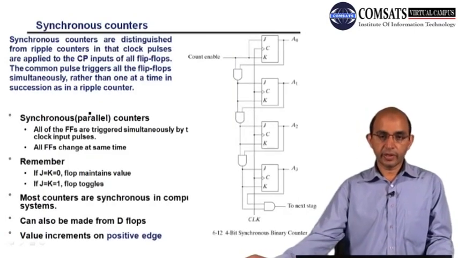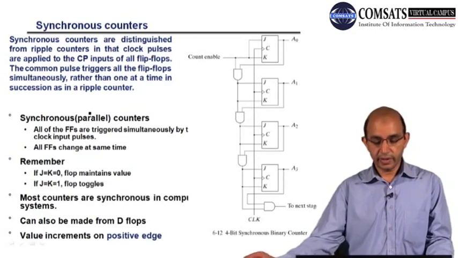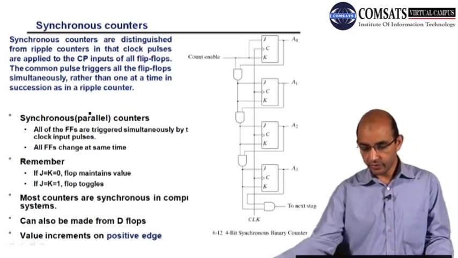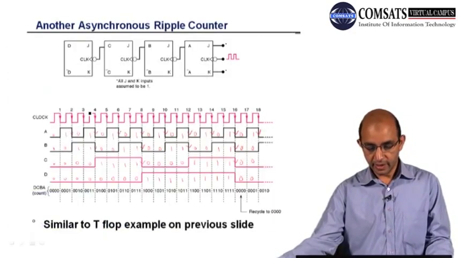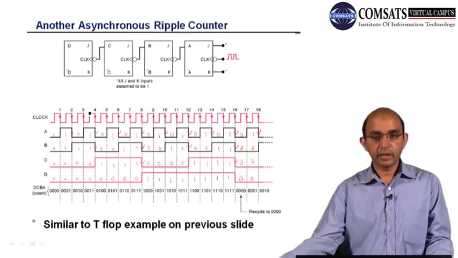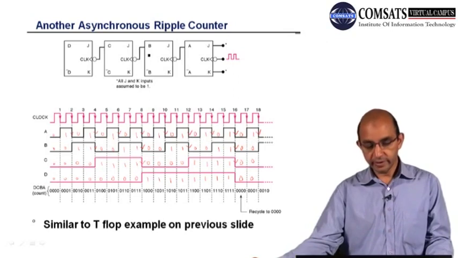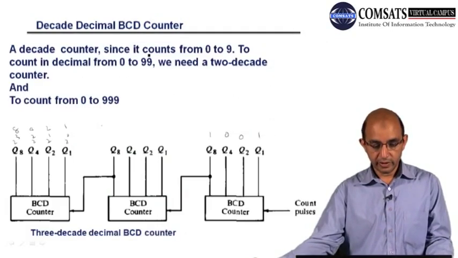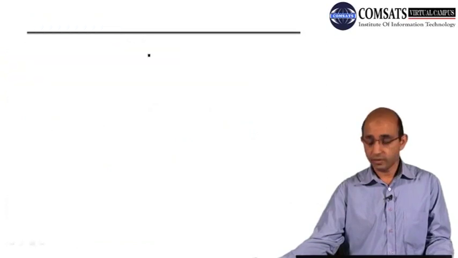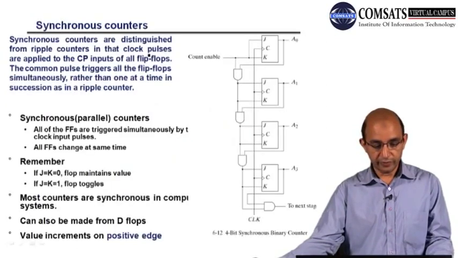Okay, so after asynchronous counters, you have realized that in asynchronous counters the global clock is not supplied to all the flip-flops. Actually the output of this flip-flop is acting as a clock for the next flip-flop. So this is a sort of asynchronous behavior, where the clock is not synchronous for all the flip-flops.